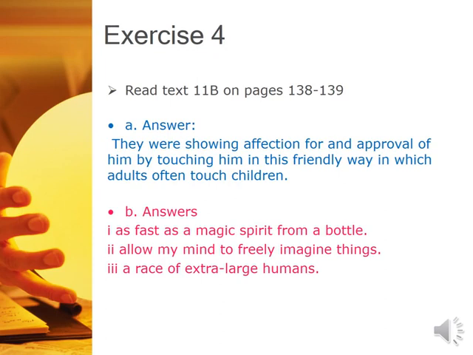Now with B, find the following images in the passage and explain them in your own words. The first one is "quick as a Jenny," as fast as a magic spirit from a bottle. See? For number 2, "give rein to my imagination." So it means allow my mind to freely imagine things. And finally, "tribe of giants." It means a race of extra large humans.